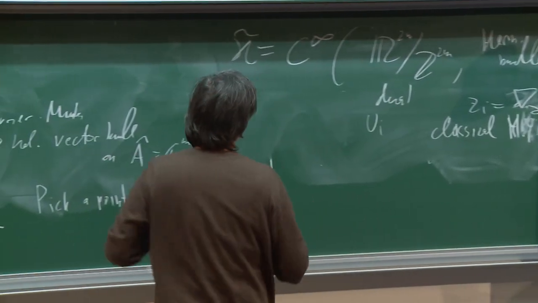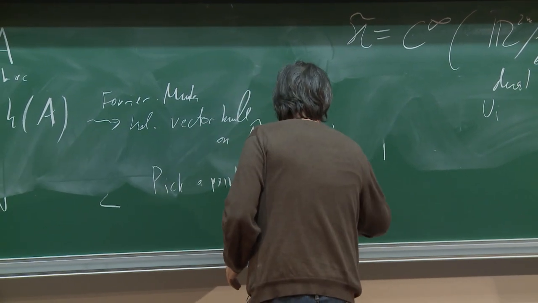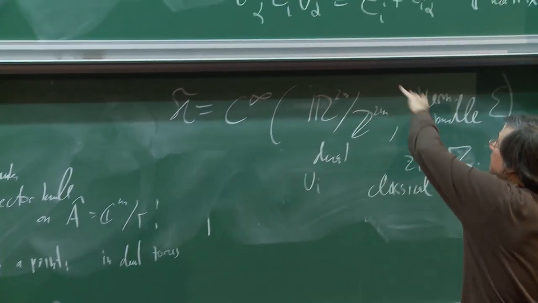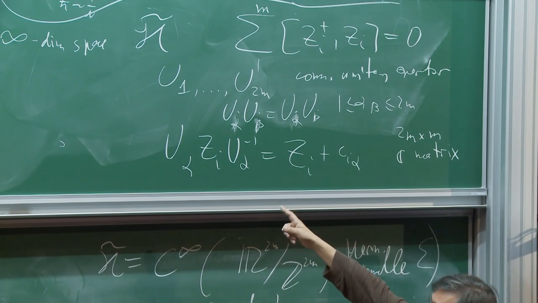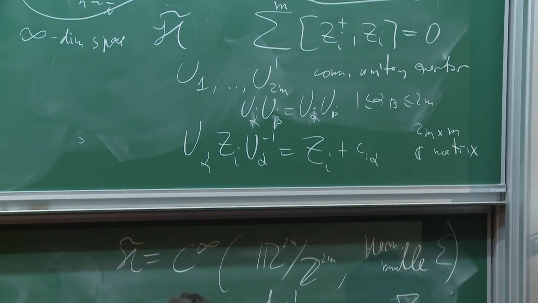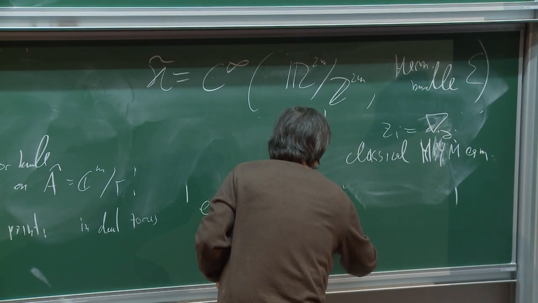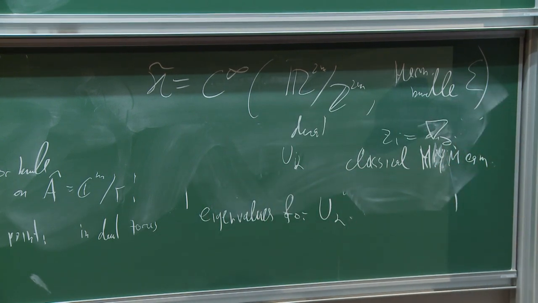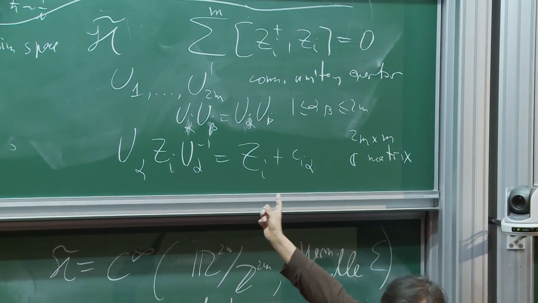Now I pick a point in my dual torus. A point means an eigenvalue of some eigenvectors, chosen from commuting unitary operators. So I fix eigenvalues for the commuting unitary operators, and I claim there will still be some new operators commuting with them. And what are they? It's not Zi. Zi do not commute with them.